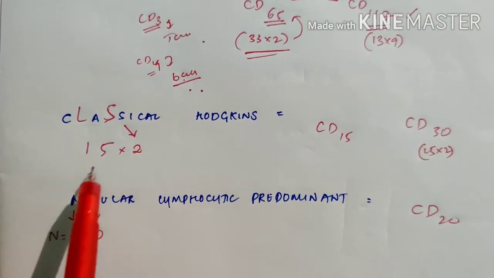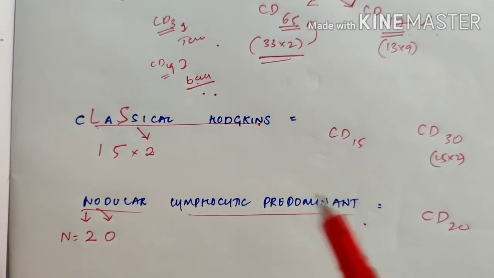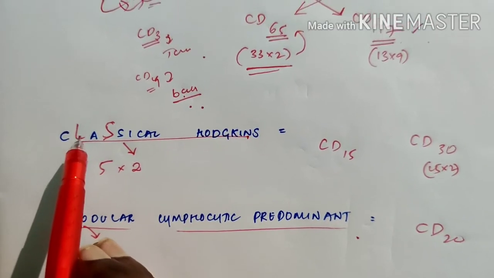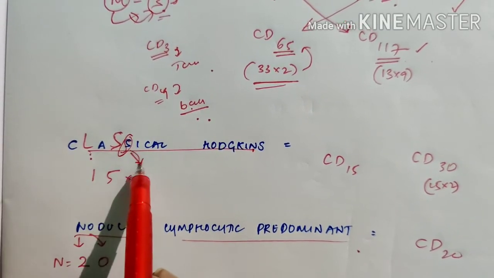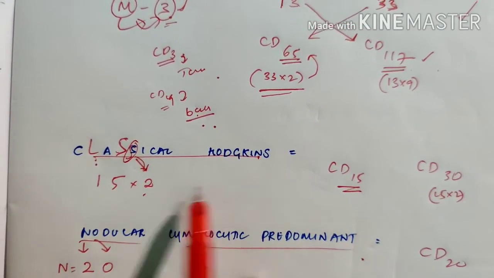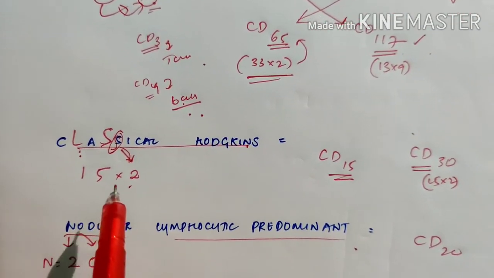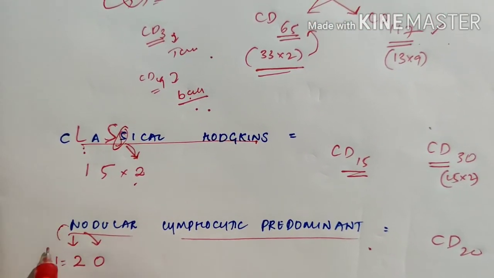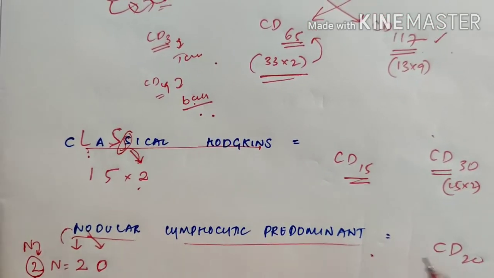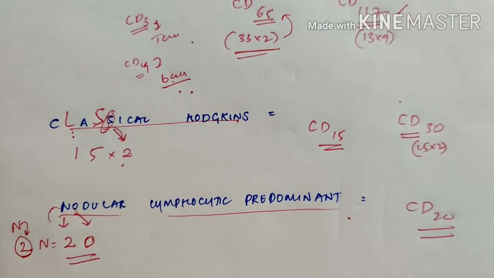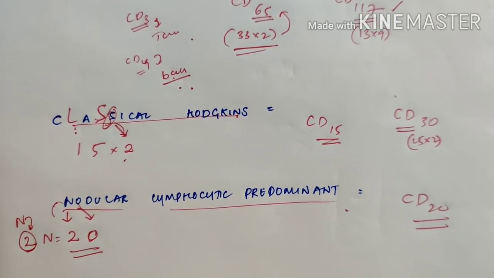Then here goes our favorite classical Hodgkin's lymphoma markers and nodular lymphocytic predominant markers. For classical, I used to remember like this. Classical, I'll write like this. L, S as 1, 5. And this second S, I used to write it as 2. So 15, 15 2s are 30 are the markers for classical Hodgkin's. And for nodular, you reverse the N as 2, 20, and O as 0. So CD20 is the marker for nodular lymphocytic predominant. So these are one of the most important markers you'll come across for your NEET PG.